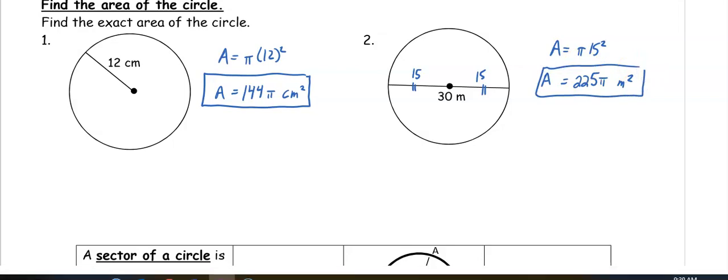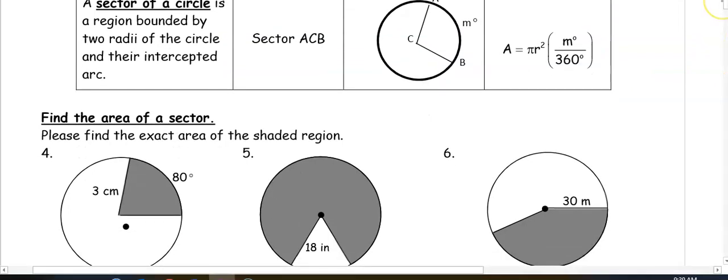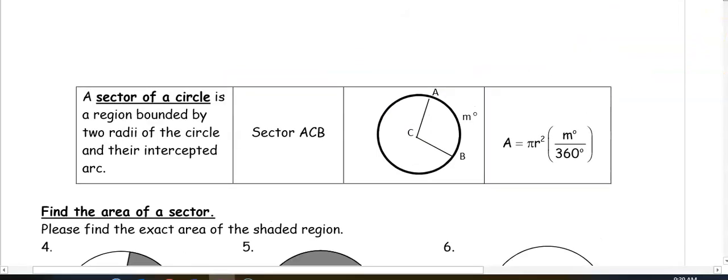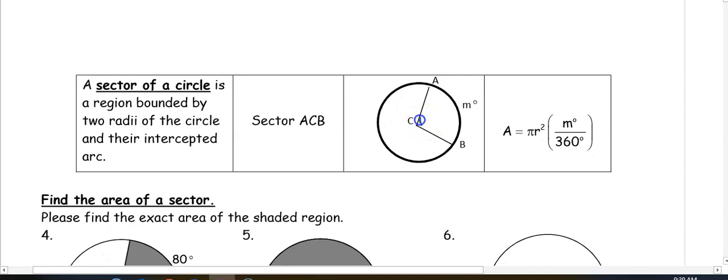Now the area of a sector is different. In an area of a sector, we're just looking for a shaded region. We're looking for part of the circle. So in this case, we'd be looking over here to find the area of this sector. A way to think of area of a sector is like, how big is your pizza slice, or how big is your cake slice? So what you're going to do is use the area of the circle, pi r squared, times the measure of the shaded region over 360.